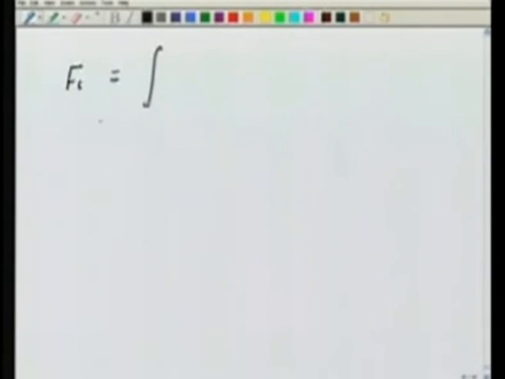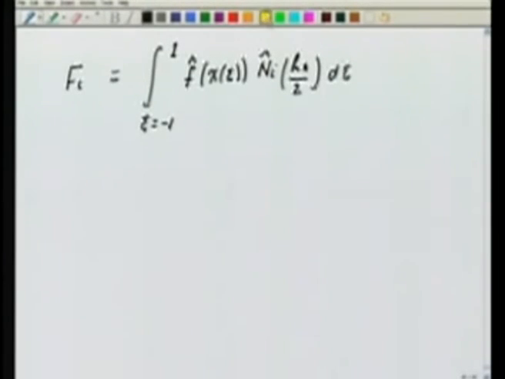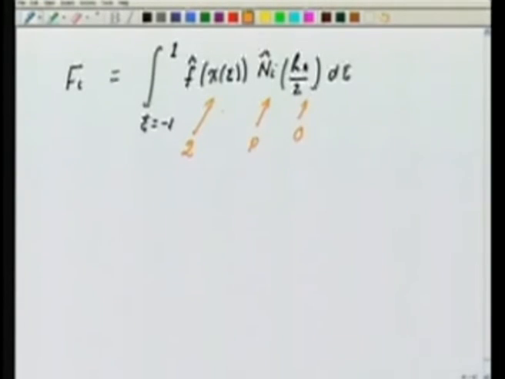Now, again let us look at, from the element k, what is my load vector. Its load vector goes from -1 to +1, f hat function of psi ni hat into hk by 2 d psi. Again, by what we had done, this is of order at most 2, this is of order p, this guy is of order 0. So, if I look at the order of the integrand here, the order is p3 bar, I will call it, is equal to p plus 2.